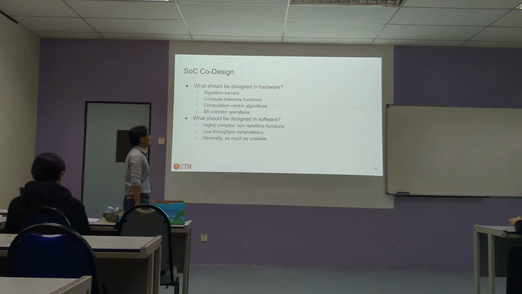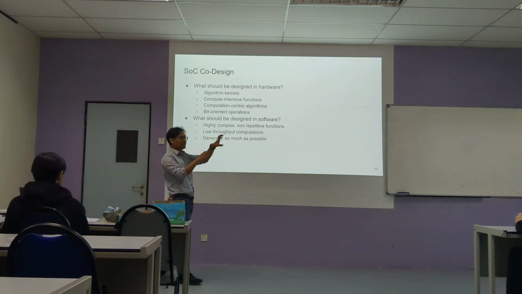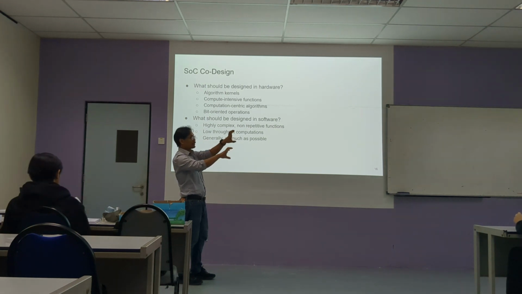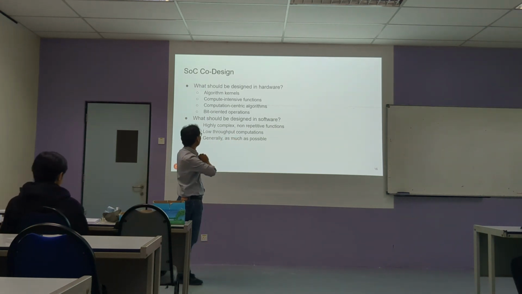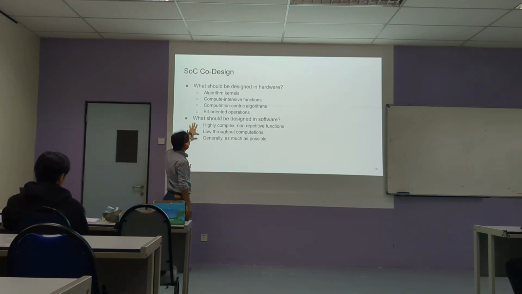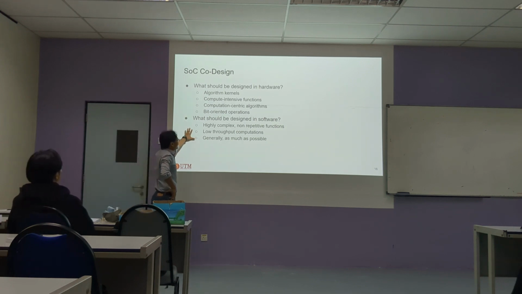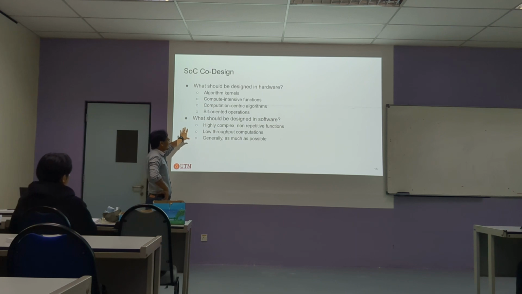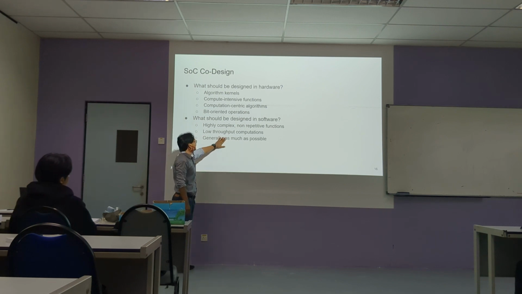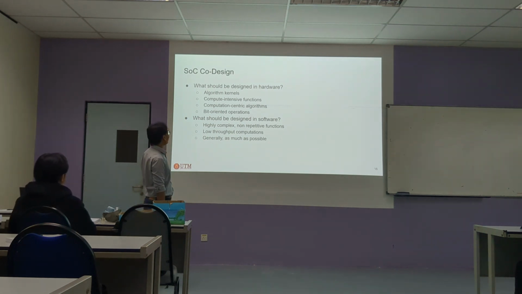So now the question is, what should we design in hardware and what should we design in software? Imagine you have a CPU and a hardware accelerator in a single chip. Which part should go in the accelerator, and which part should go in software? The rule is that anything that is complex, low throughput, sequential, and generally as much as possible, should be maintained in software. That's the rule that they say.